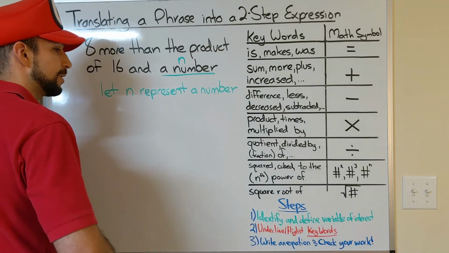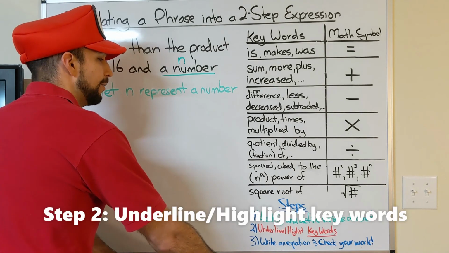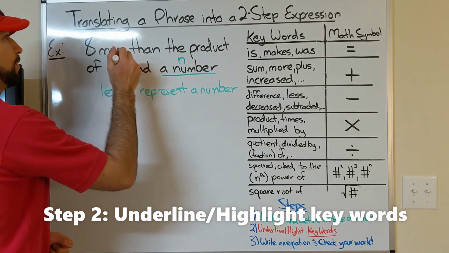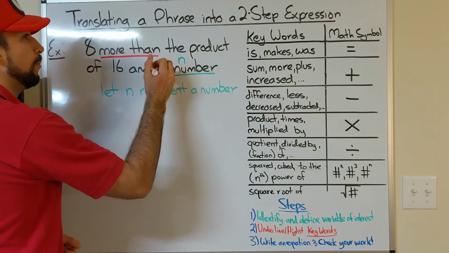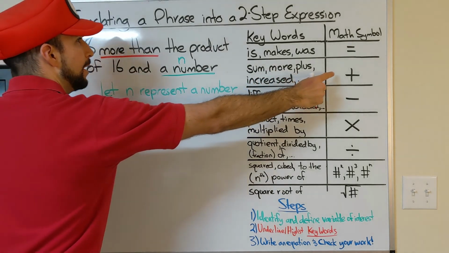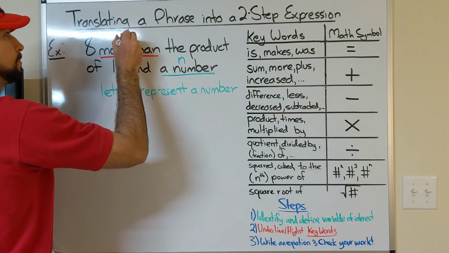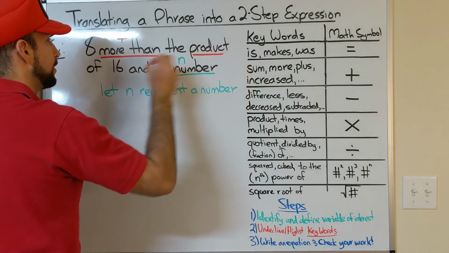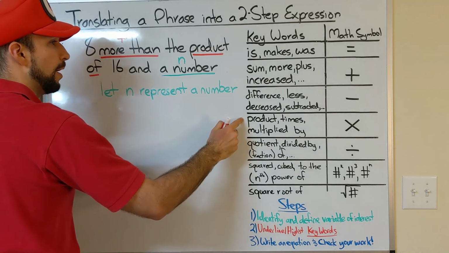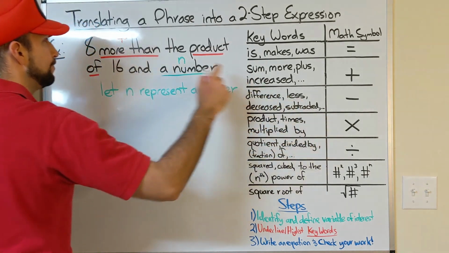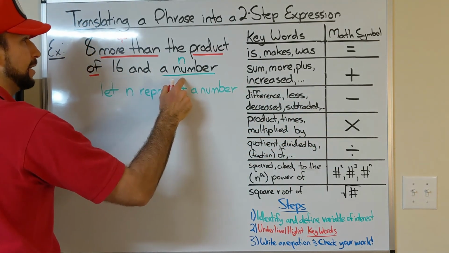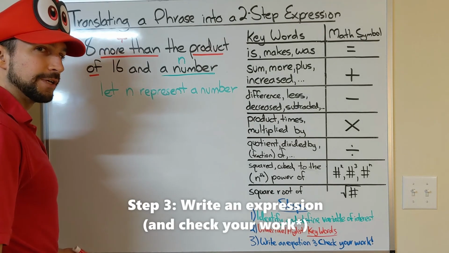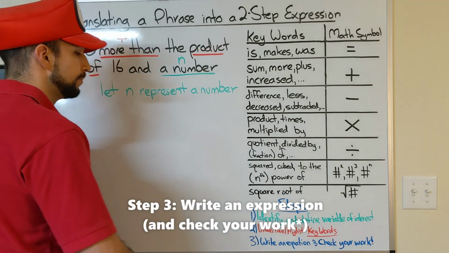Next, we're going to look at this expression and underline or highlight the key words. So 8 more than is going to mean addition. The product is going to mean multiplication. 16 and a number. Next, let's write an equation to represent this expression.